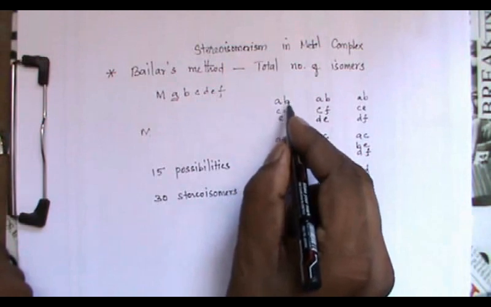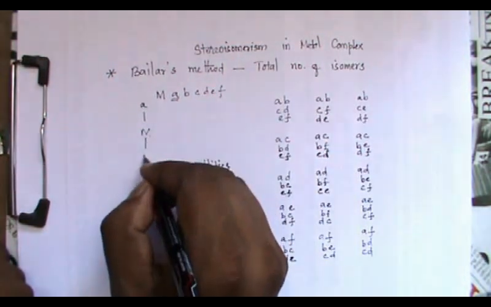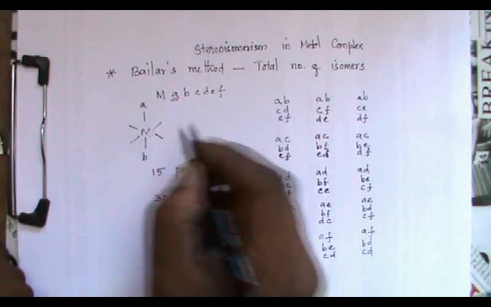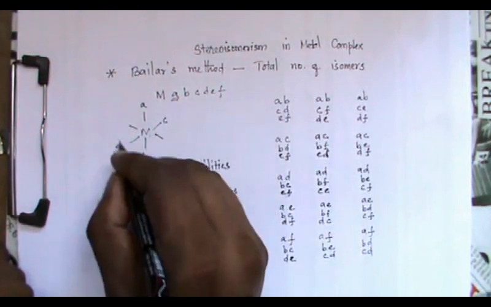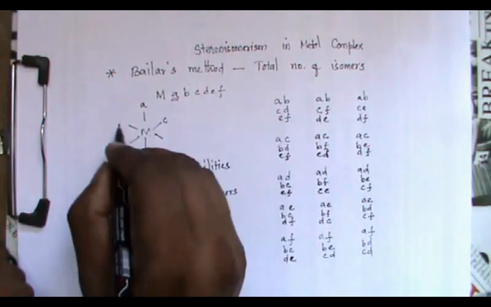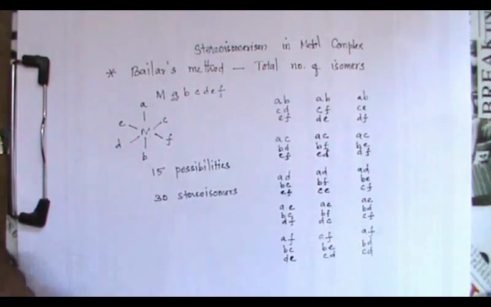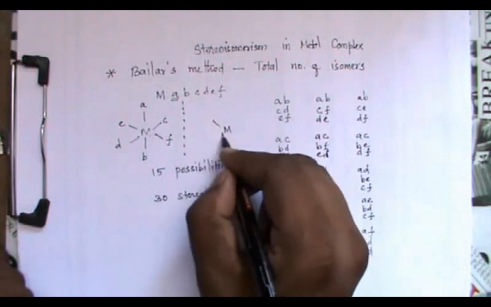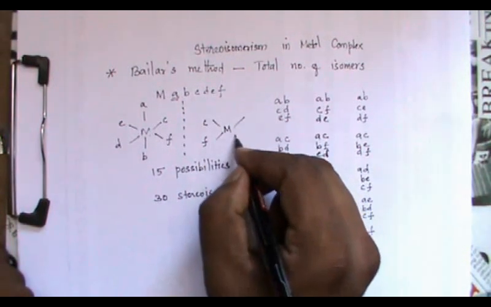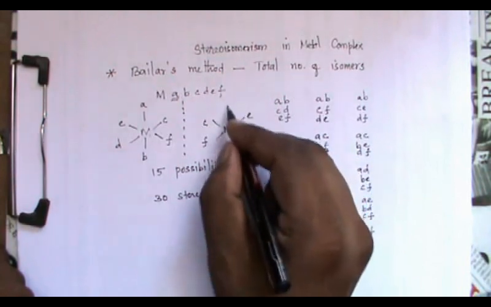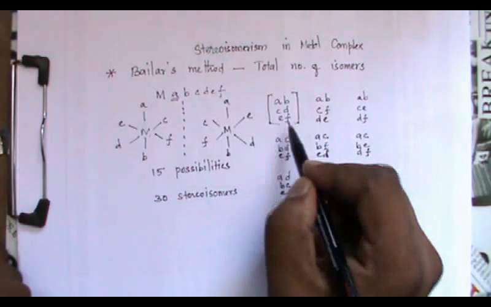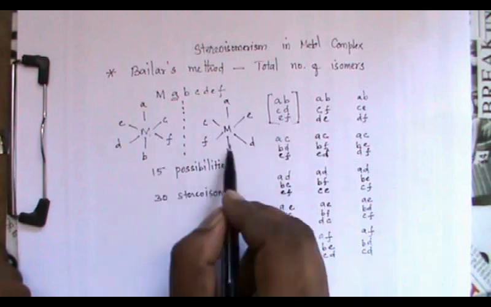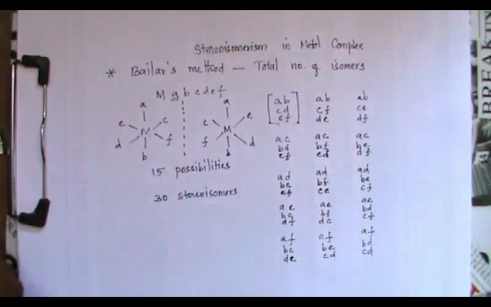Metal A and B, they are opposite. C and D, they are opposite. E and F, they are opposite to each other. So this is the complex. It is also possible to get a mirror image that will be like this. This representation is applicable for both of these. Basically, they are mirror images. Let's go for one more example.